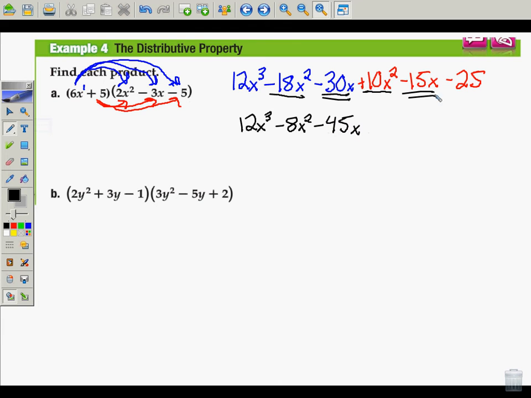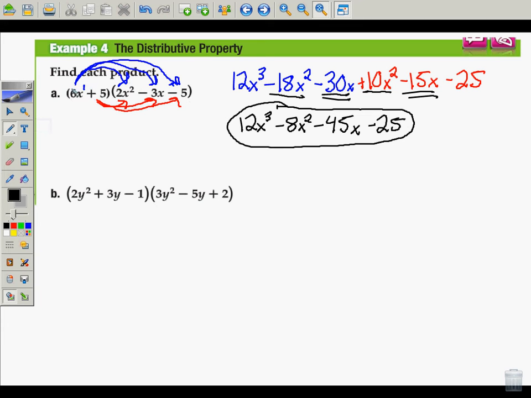So it's not that different than what we were doing earlier using FOIL. It's just now we don't have that rule where it's first times first, outside, inside times inside, last times last. But we know we just have to distribute each part of my first piece times each part of my second piece.